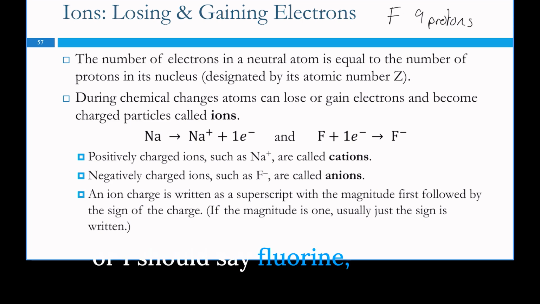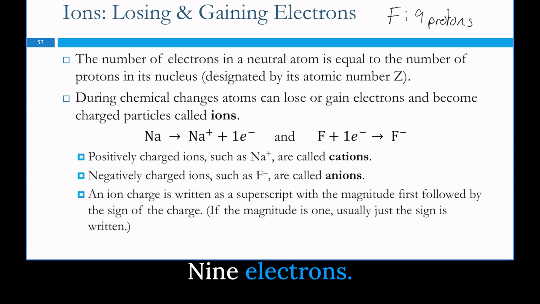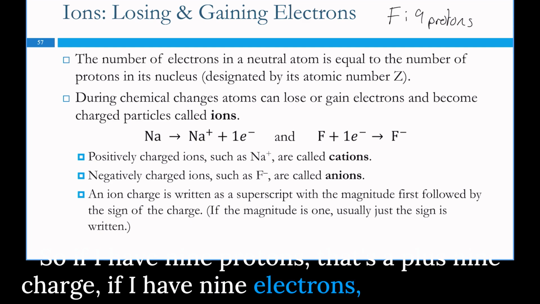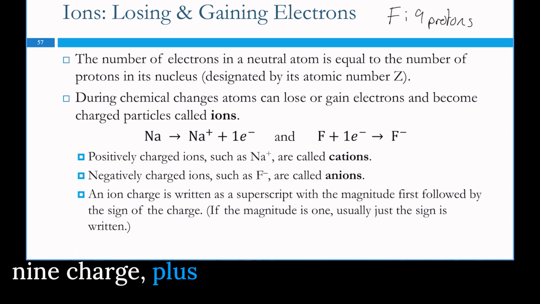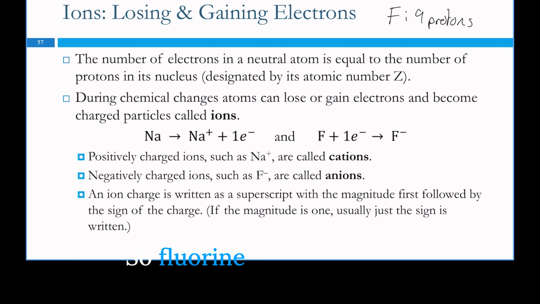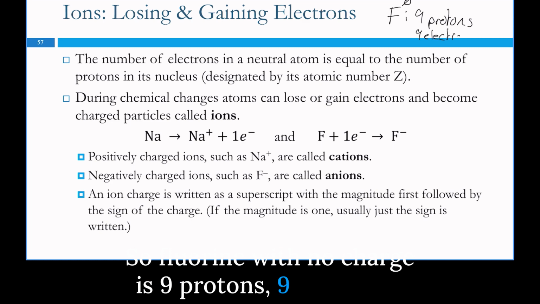Or I should say fluorine has 9 protons. How many electrons does fluorine have if it doesn't have a charge? 9 electrons. So if I have 9 protons, that's a plus 9 charge. If I have 9 electrons, that's a minus 9 charge. Plus 9, plus negative 9, 0. So fluorine with no charge is 9 protons, 9 electrons.